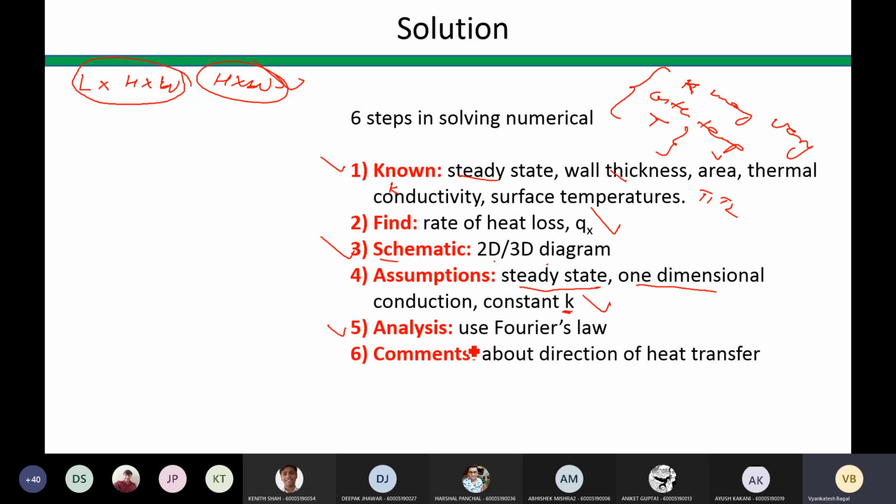And in the analysis, we are going to use Fourier's law. I already talked about this. And in comments, you will make the comment about the direction of heat transfer. I already talked about this.